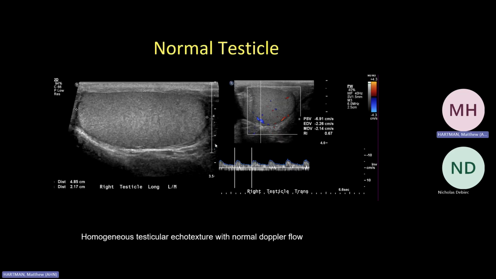So let's start with a normal testicle. On ultrasound, nice and homogeneous, a little bit of flow. It's sort of like Goldilocks. We don't want too much, we don't want too little, just the right amount.